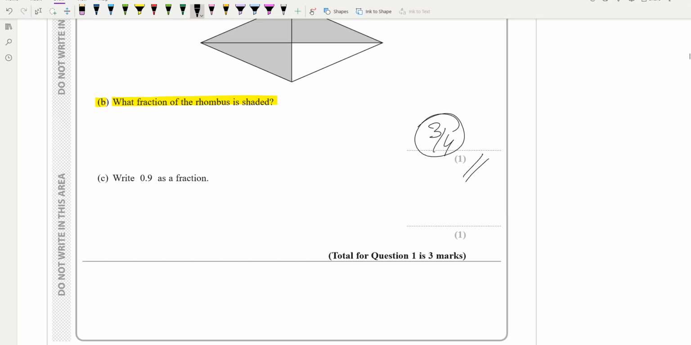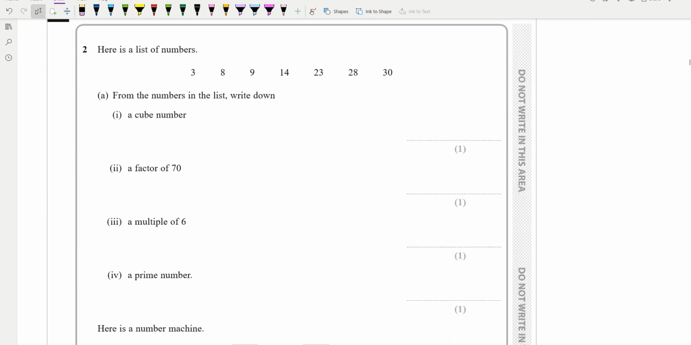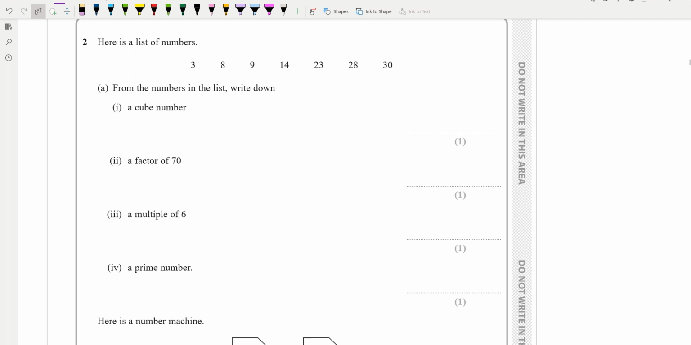Next, C part, they are saying write 0.9 as a fraction. For that we can write 0.9, and to remove the decimal, under the number we will be writing 1, and for each number to the right of the decimal point we will be writing 0. It will be 9 by 10, and 9 by 10 will be the fraction required, and this is one mark part which is done.